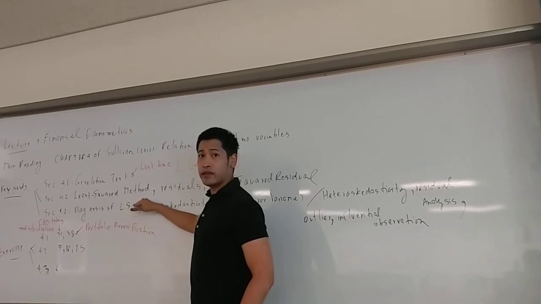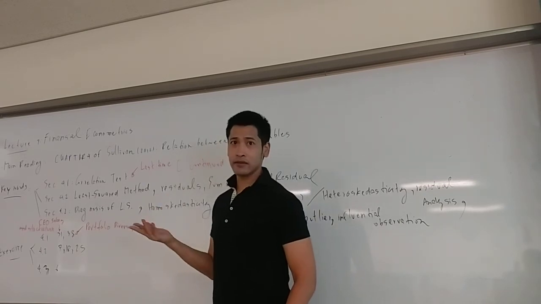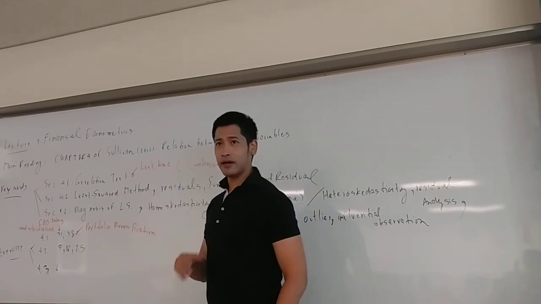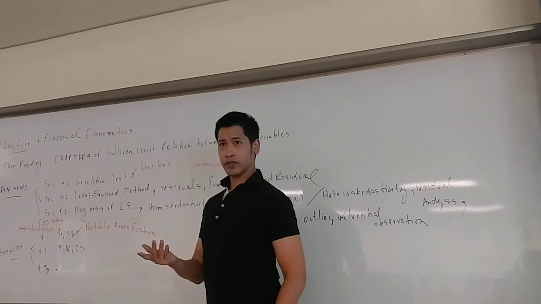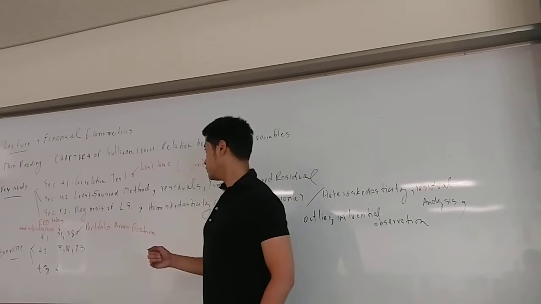LS usually stands for least square in econometrics. So if you see the word LS, usually it means least square method. I'll come back later to explain what I mean by least square here.